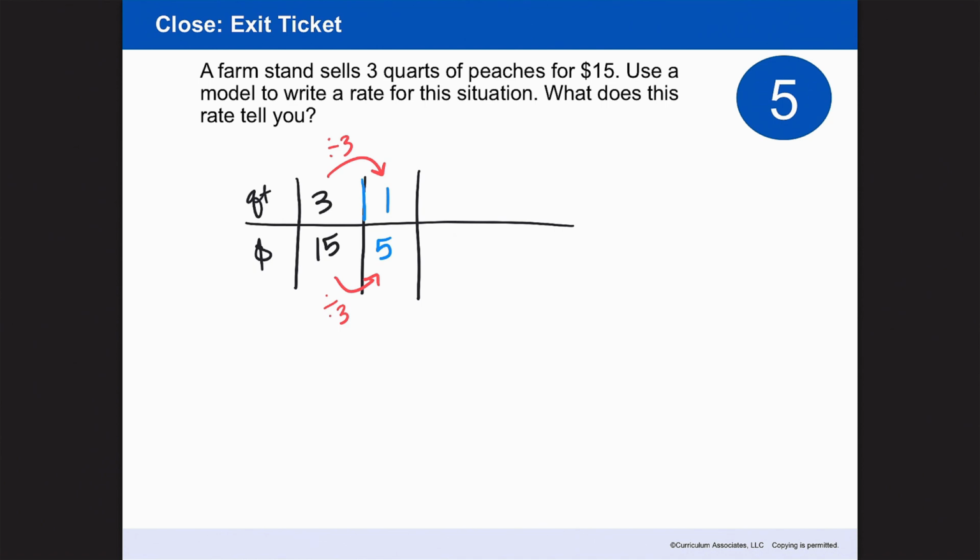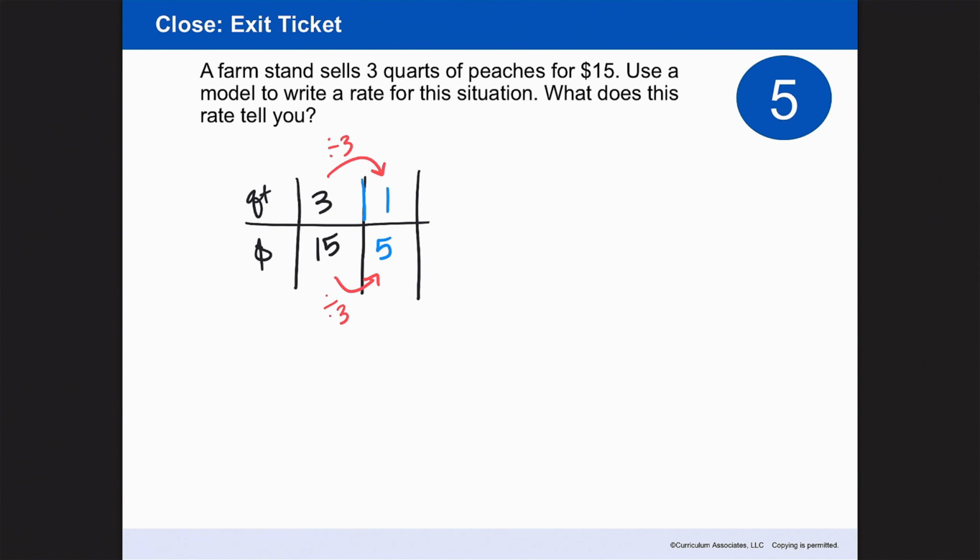So let's say I wanted to get 20 quarts of peaches. I know because I have this unit rate here that I can use it to solve any other problem. So I know for 20 quarts, I would just multiply that by $5. So 5 times 20, that would cost me $100 to get 20 quarts of peaches. And I can just keep using that relationship to find different amounts. Okay.